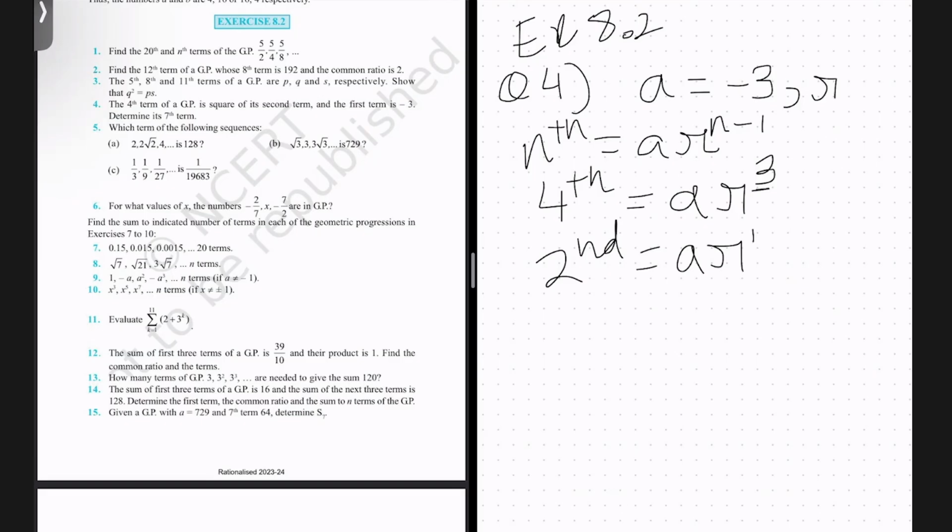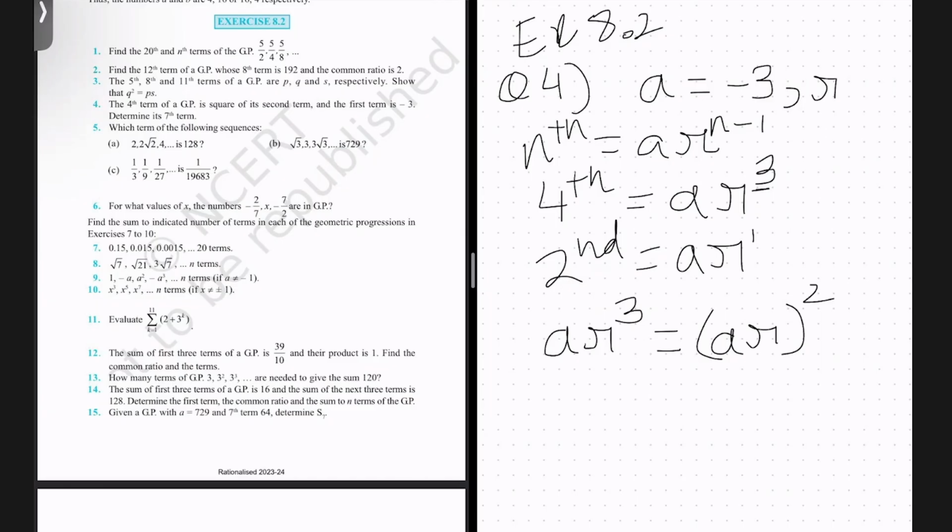We have been given that the fourth term of the GP is square of its second term. So when we square this second term, we are going to arrive at the fourth term, right? So that is what we are going to do. We are going to square this up and see what we arrive at. So what we have here, the fourth term has been given to us as A r to the power 3. So A r to the power 3 is equal to A r the whole squared, correct? This is what I arrived at.